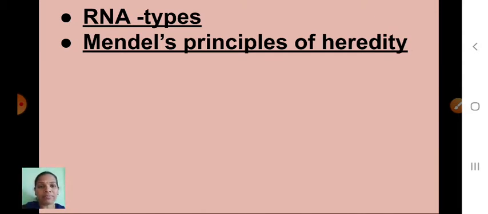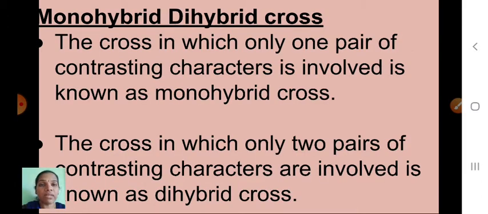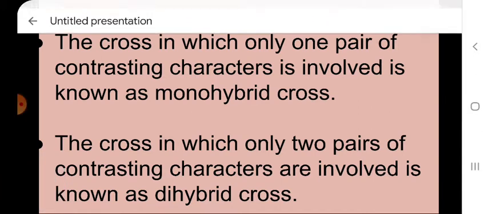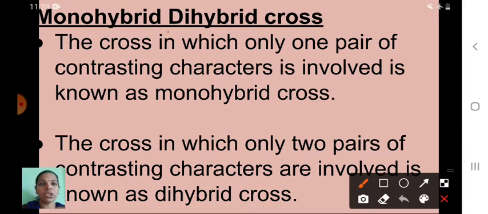Are you ready? First I will give the definition of monohybrid and dihybrid cross. Mono means single, and di means two, isn't it children? The first one is the cross in which only one pair of contrasting characteristics is involved. As I told, why did Mendel choose the pea plant? Because various visible characteristics are present in the pea plant. Seven different kinds of characteristics are there, and that's why Mendel chose the pea plant.